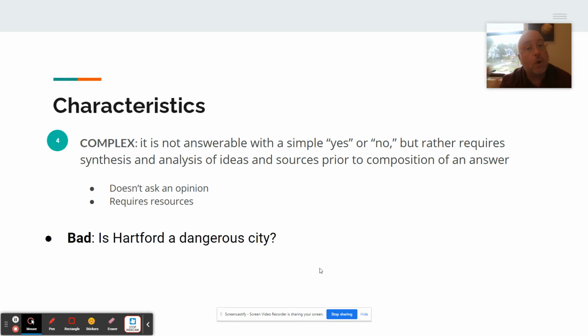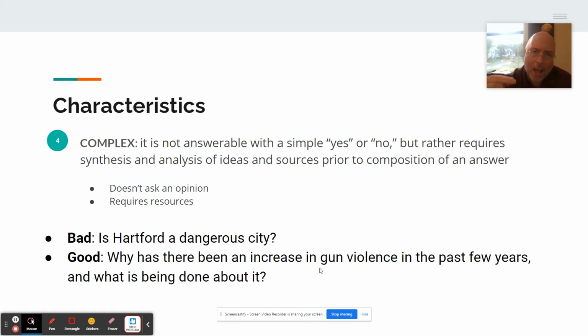So, for example, is Hartford a dangerous city? I maybe have to look stuff up, but what do you mean by dangerous? This is very vague. I don't know what the heck we're talking about. It's kind of opinionated. I think it's dangerous. Yeah, I don't think it's dangerous. As opposed to, why has there been an increase in gun violence in the past few years? And what's being done about it?